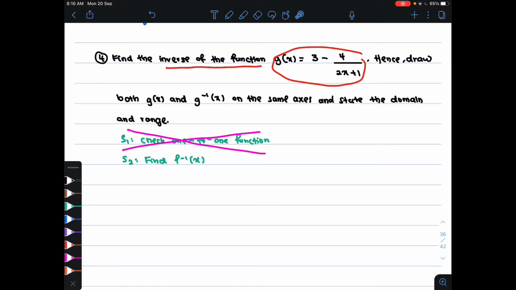Okay, so step yang kedua selalunya kita cari F inverse kan? But here in the question, we have Gx. Therefore, the inverse is G inverse. So step 2 is to find G inverse.